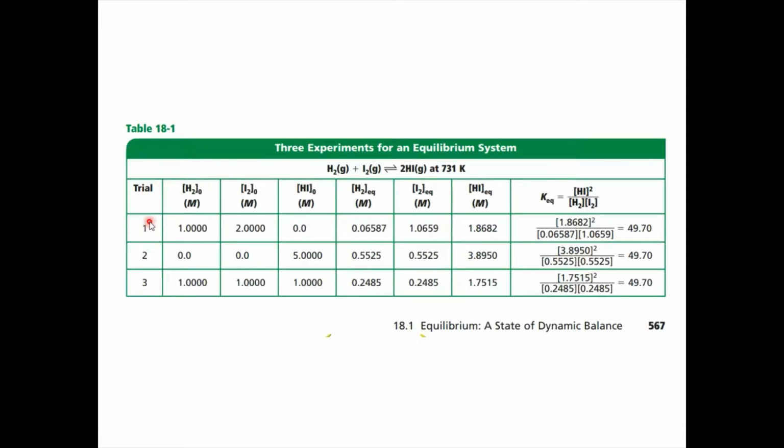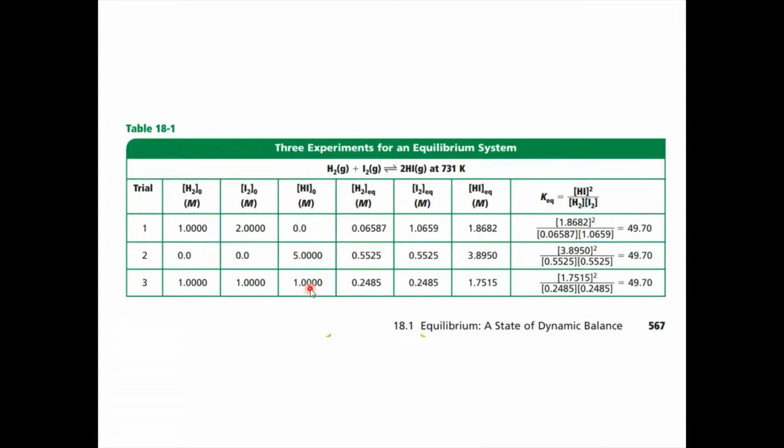And here we had trial 1, or experiment 1, 2, and 3. And in each case, they start off with a different amount of reactants and products. In the first case, they start off with 1 mole per liter of H2, 2 moles per liter of I2, and no HI. So they just added reactants. The second case, they hit equilibrium from the right. No H2, no I2, 5 moles per liter of HI. And the third case, they put a little bit of all. 1 mole per liter of H2, 1 mole per liter of I2, and 1 mole per liter of HI.